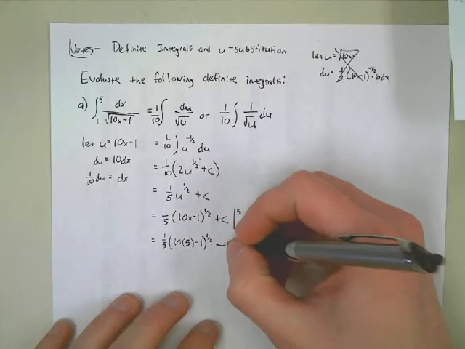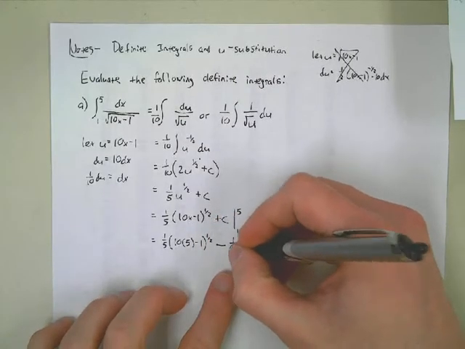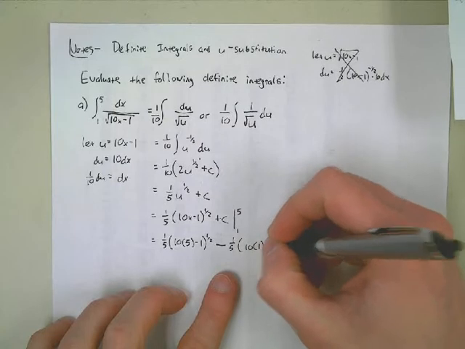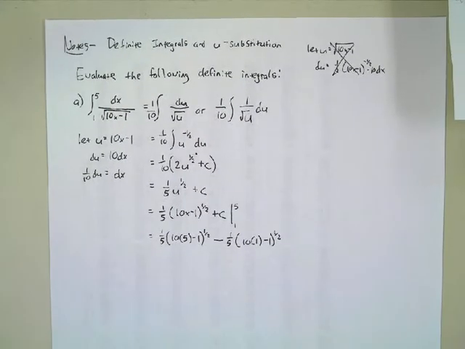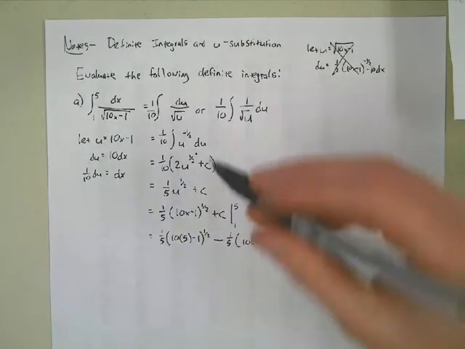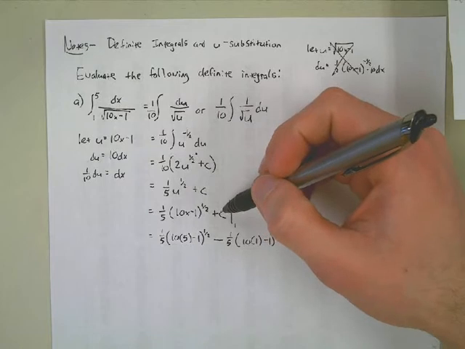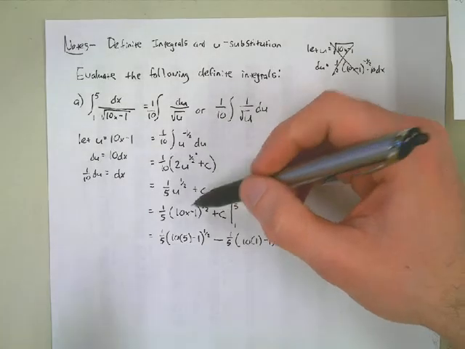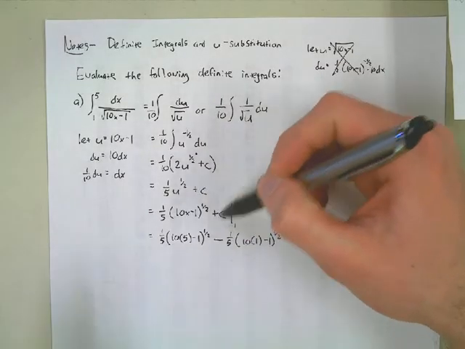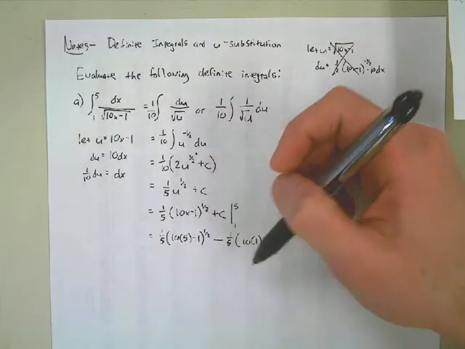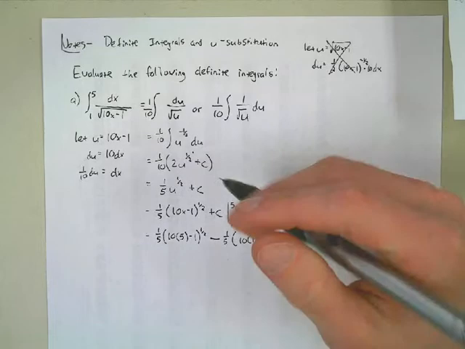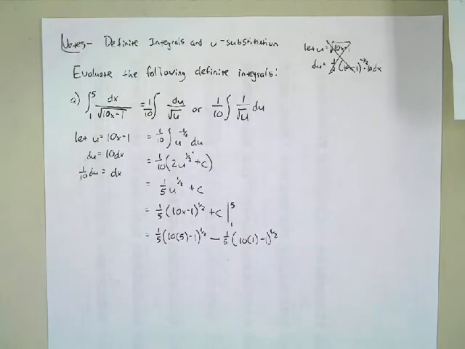Okay, so minus, and then 1/5 times 10 times 1 minus 1 to the 1/2. Okay, question? Say again? No, because it's a definite integral, remember the c's disappear in a definite integral because it'll be the upper limit plus c minus the lower limit plus c, so the c's will cancel. Okay, so the c's cancel in a definite integral.